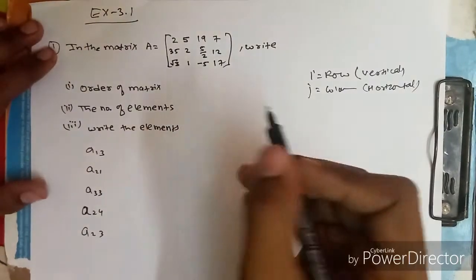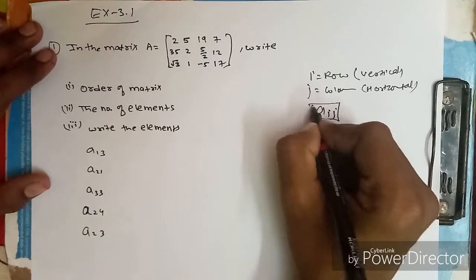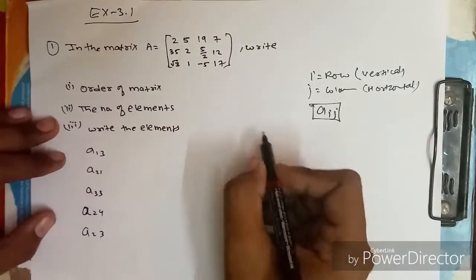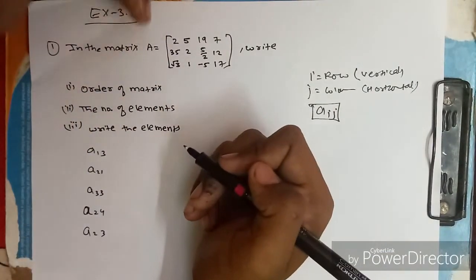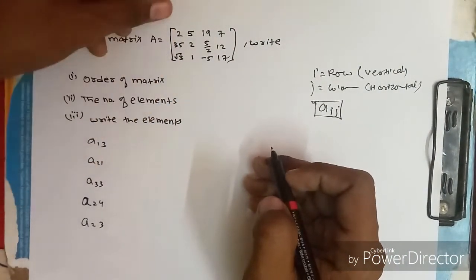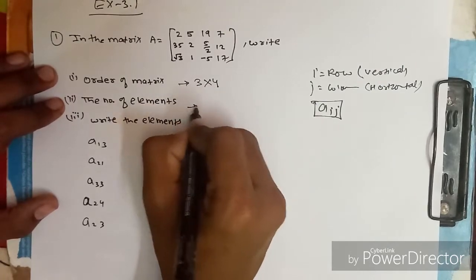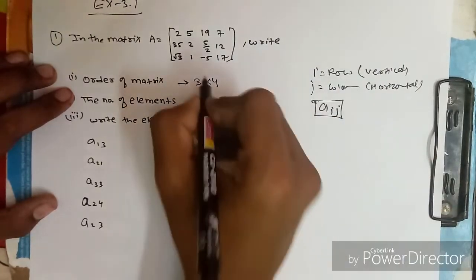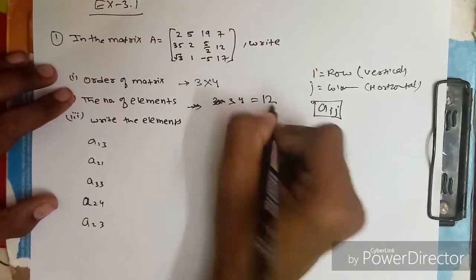So for finding the order, we know Aij is the common name of a matrix. For finding the order, first we will go through the rows and then we will go through the columns. The number of rows is 3 and the number of columns is 4, so the order is 3 cross 4. And what will be the number of elements? The number of elements is 3 into 4, that is 12.